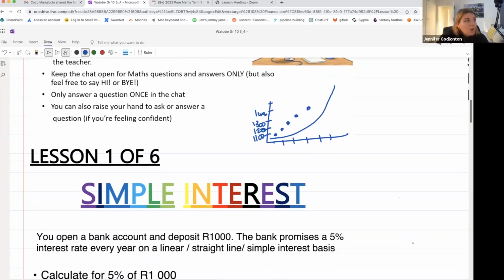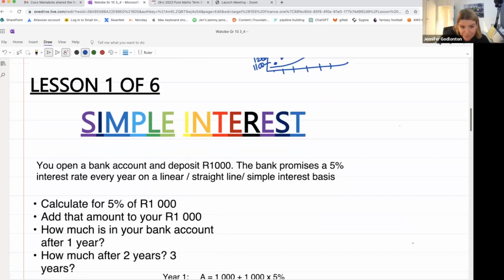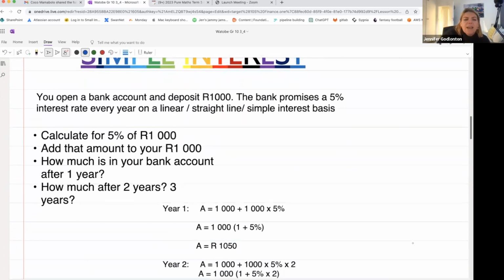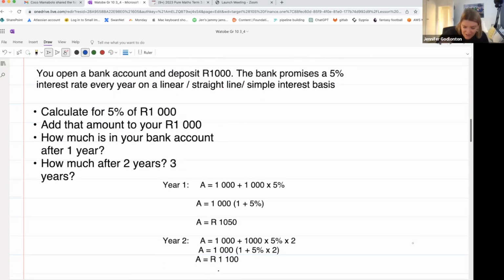So let's have a look. This is talking through exactly what I've just said. When we have simple interest, let's say you open a bank account and you deposit. For those of you who are uncertain with the word deposit, you're just putting money into your bank. You deposit 1,000 Rand. The bank promises a 5% interest rate every year on a linear or straight line or simple interest basis. Mostly they'll use the words simple interest basis.